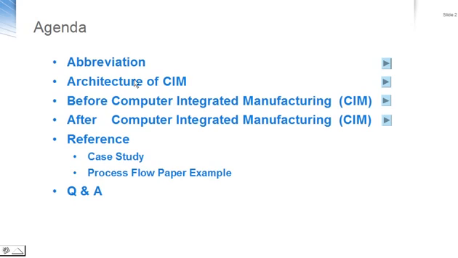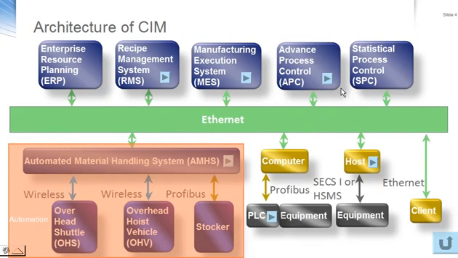And now we introduce the architecture of CIM. Generally in the CIM system, we will have an ERP, but this ERP is just an interface to the whole CIM architecture. The main system is the MES, and others like the recipe management system, advanced process control system, and statistical process control system are add-ons. You can see the client, and the client can be a desktop or laptop computer.